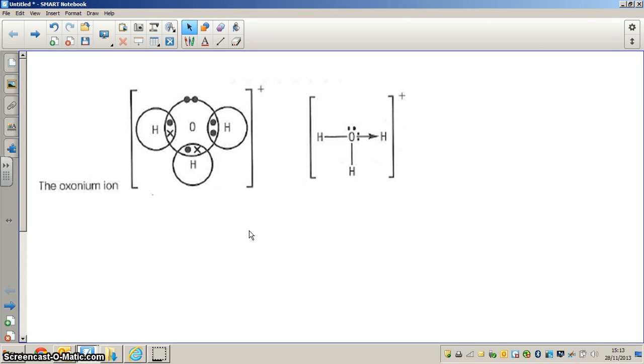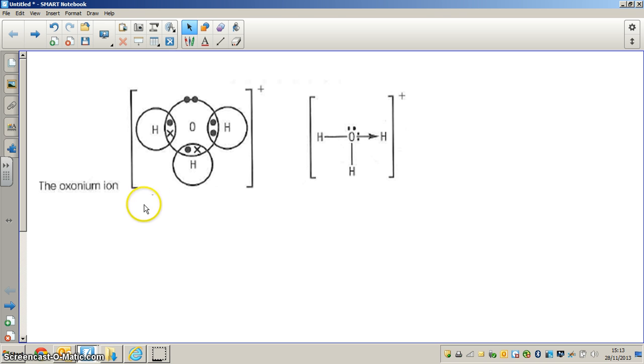This is the follow-up lesson to my first how-to video on dative covalent bonding. I just want to extend the covalent bonding scenario a little bit further, but first just a quick reminder about covalent and covalent dative bonding. This is an oxonium ion, H3O+, and it illustrates covalent bonding and dative covalent bonding, or coordinate bonding as it's called.